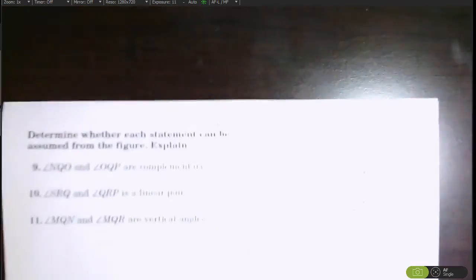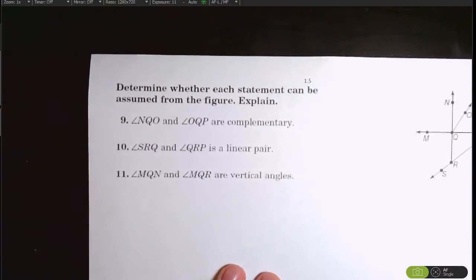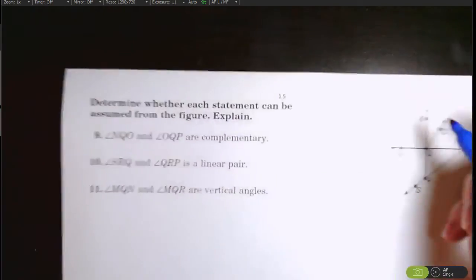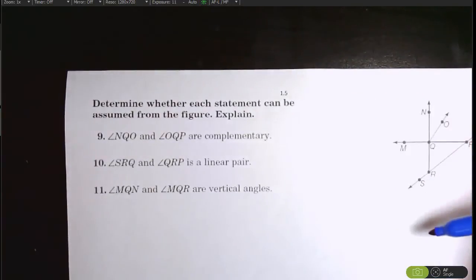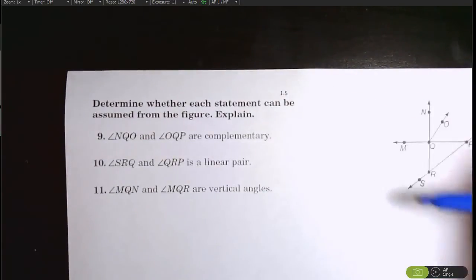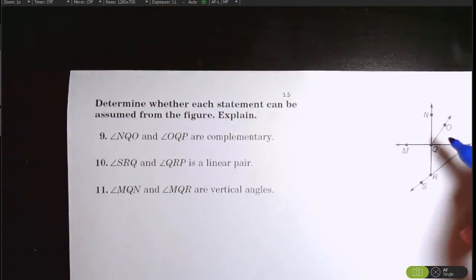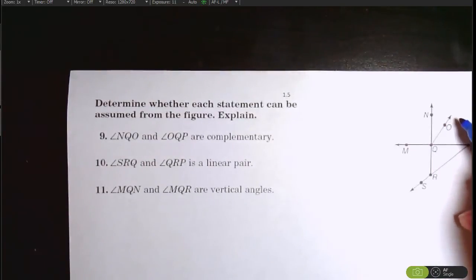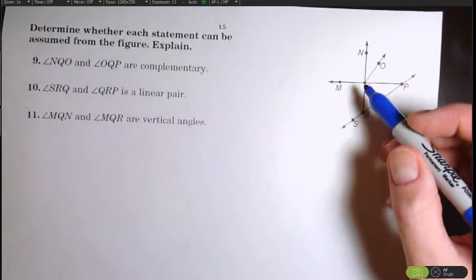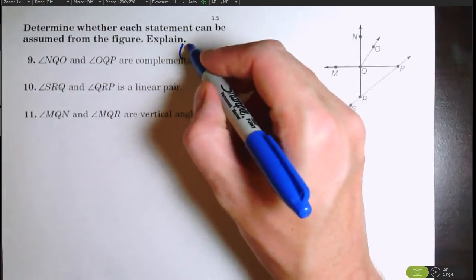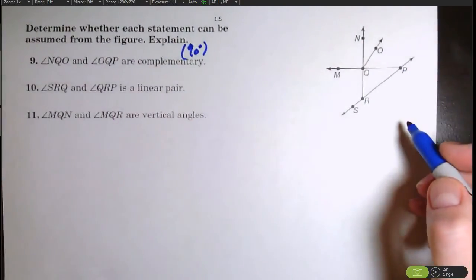Okay. And then the last few problems here, 9, 10, and 11. So the question is: determine from the statement whether each can be assumed from the figure. So let's see here. Number 9, NQO and OQP are complementary. Now, complementary means adds to 90. Okay, they add to 90 degrees.